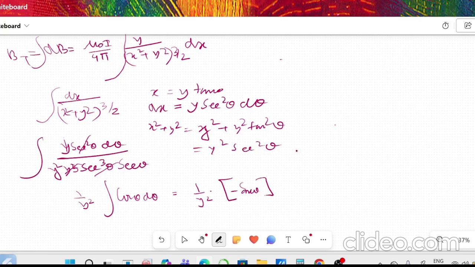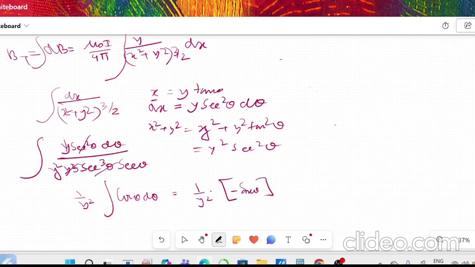What will be the integration limit here? As you see, the integration, now what will be the sine theta?